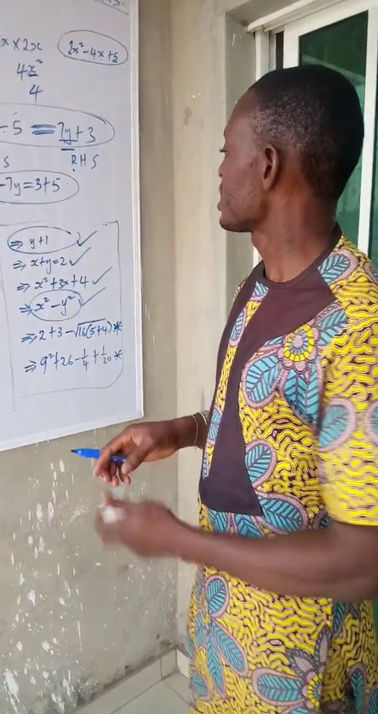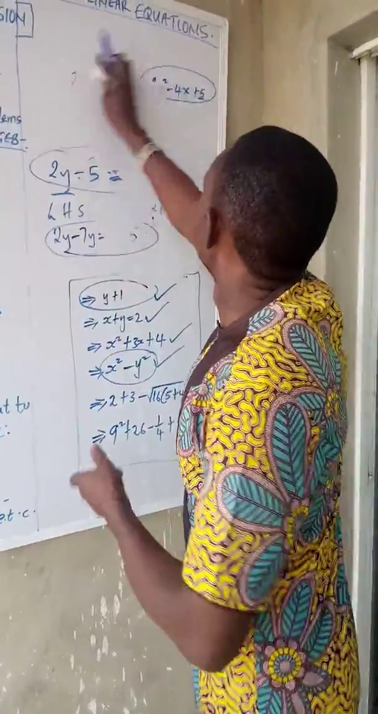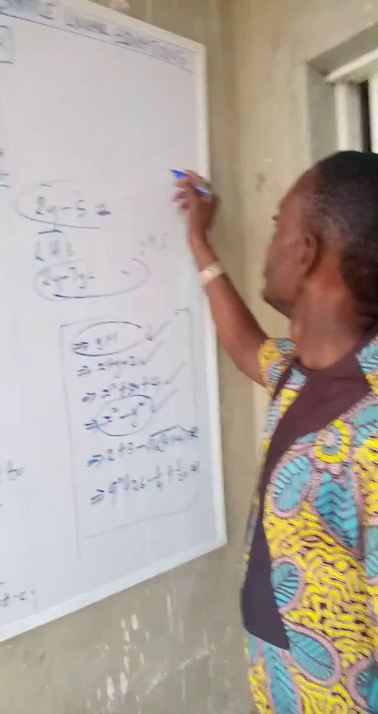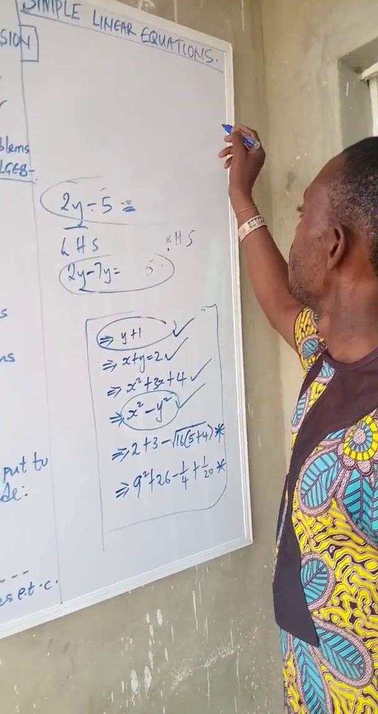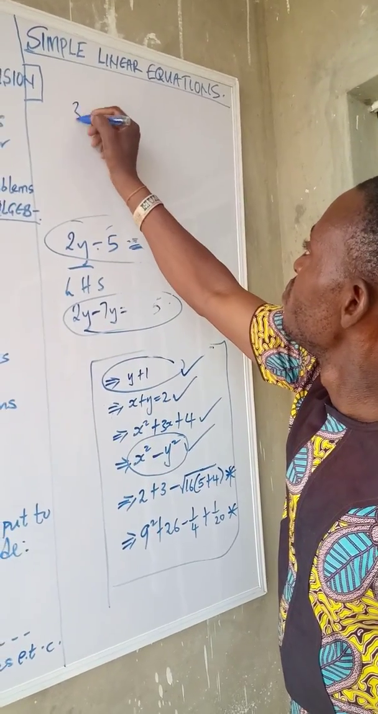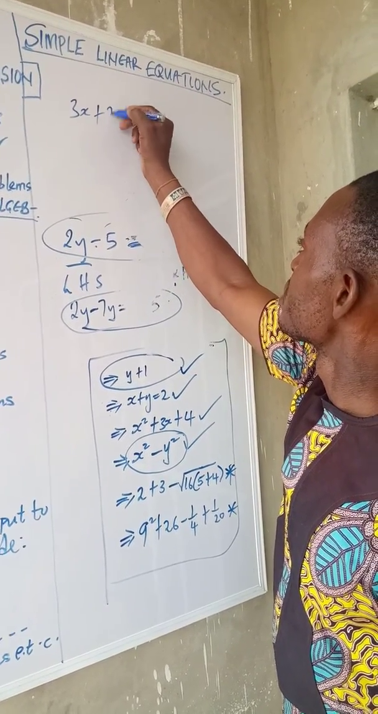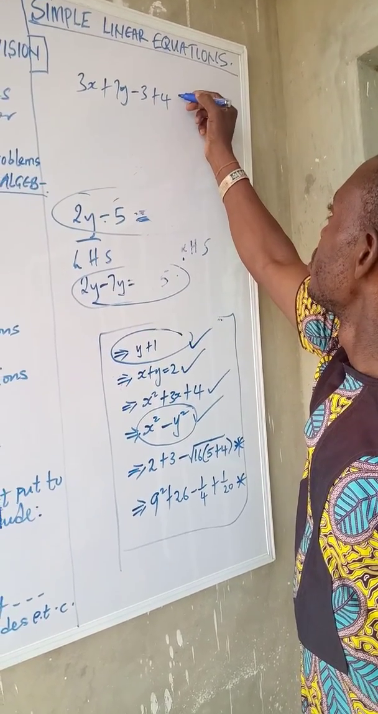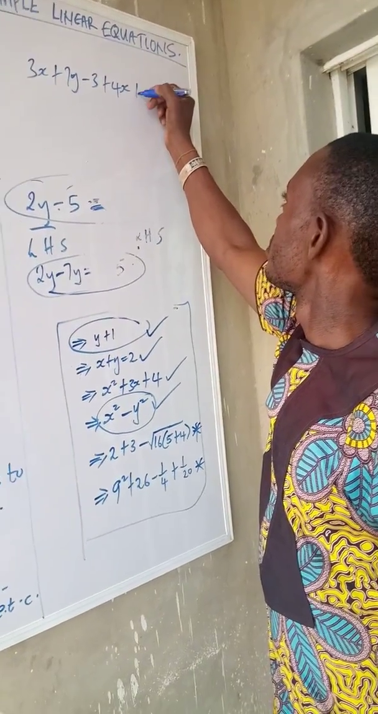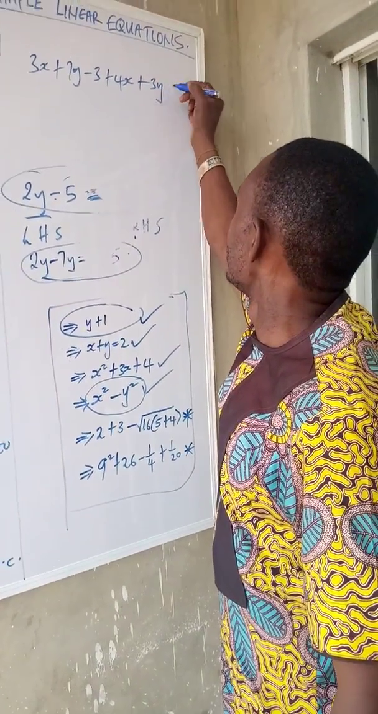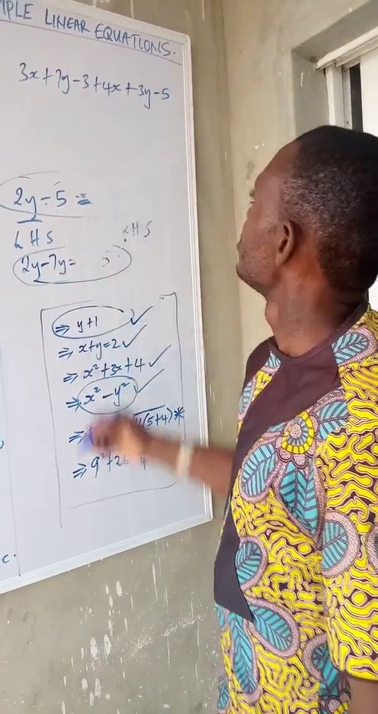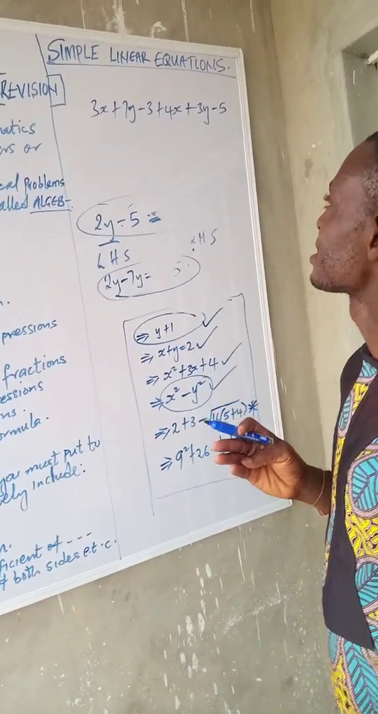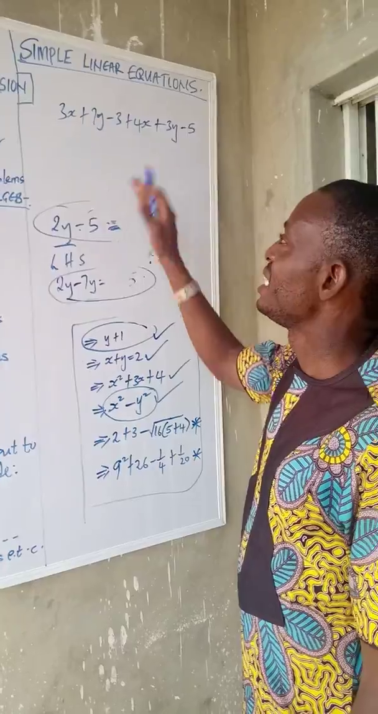Like, for instance, if you have 3x plus 7y minus 3 plus 4x plus 3y minus 5. Now, when you look at this, there are terms in y, there are terms in x, and there are terms that don't have any letter.